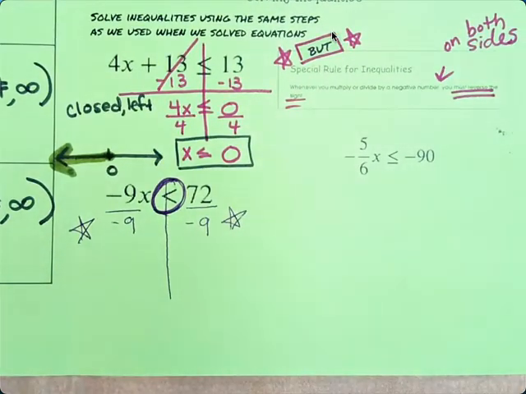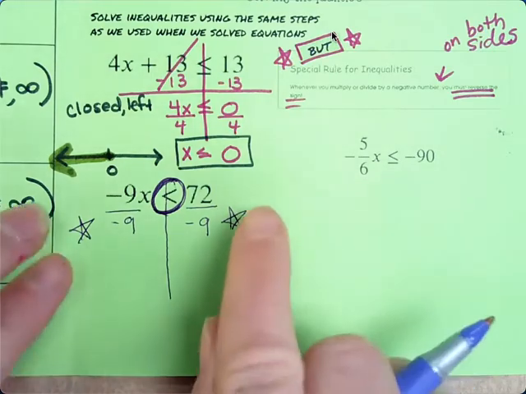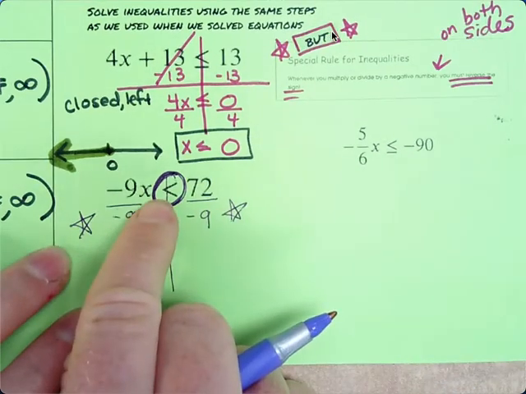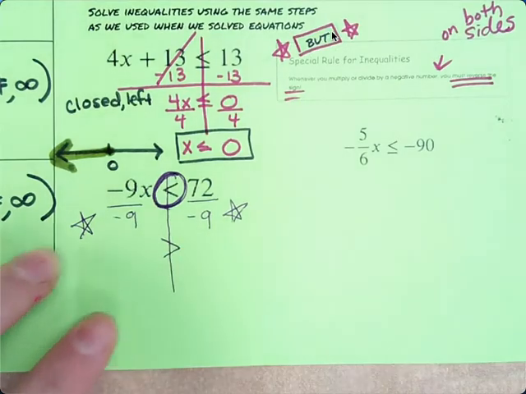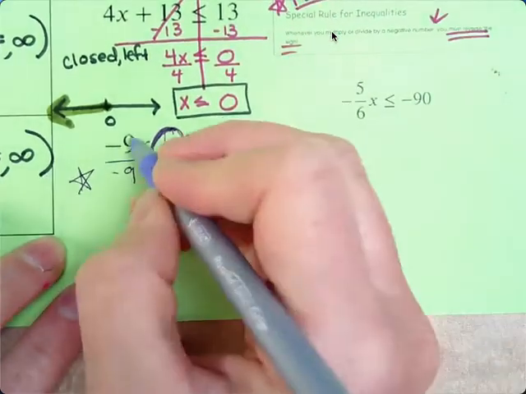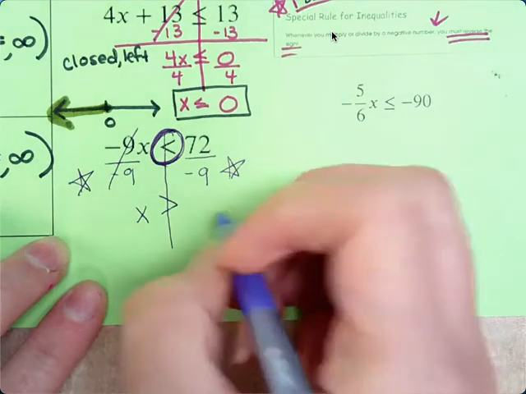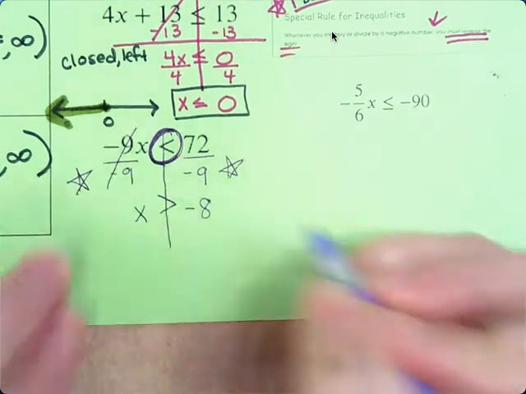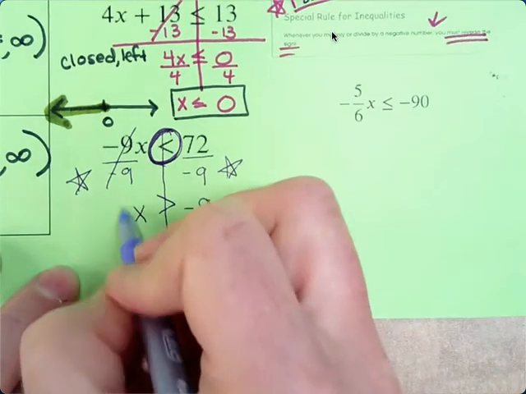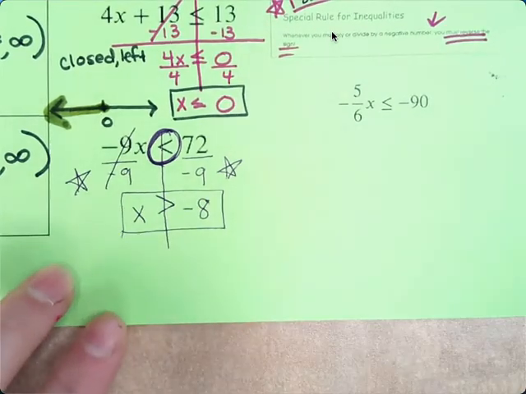So do something to help yourself remember. You put stars by it. You can circle the sign so that you know you're going to flip-flop that sign. Which gives us -8. Okay. So x is now greater than -8.